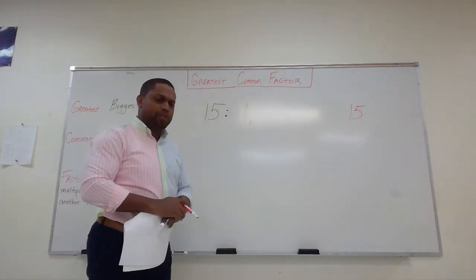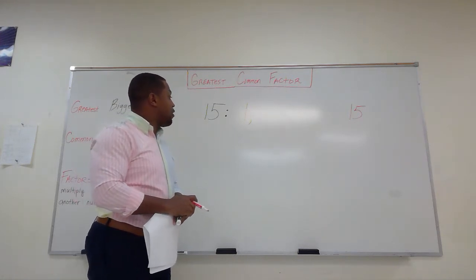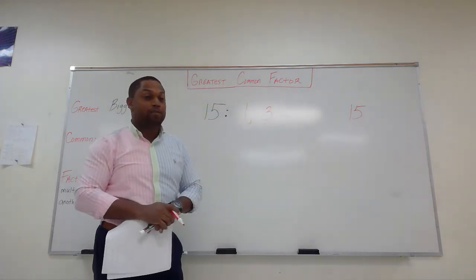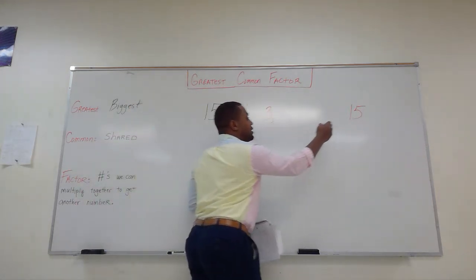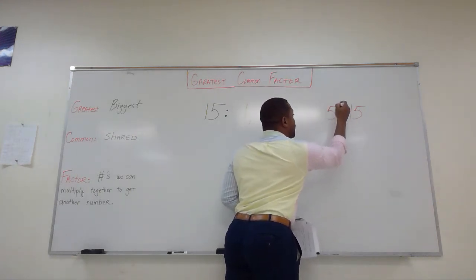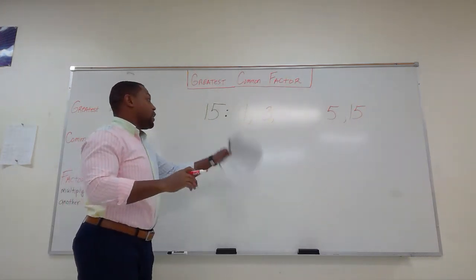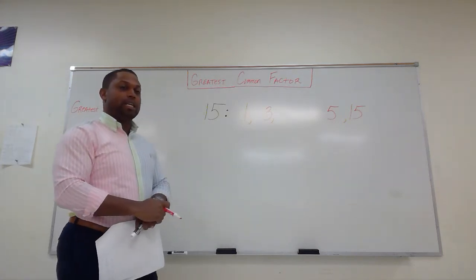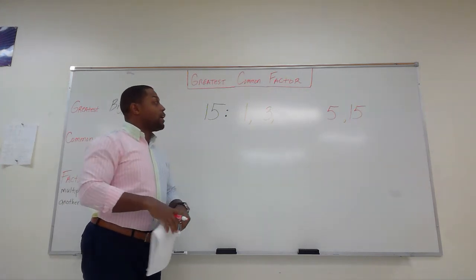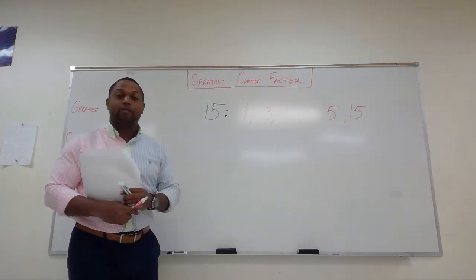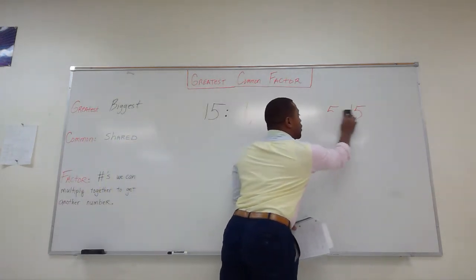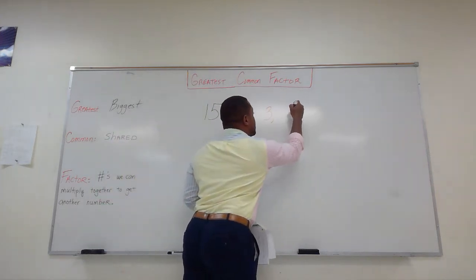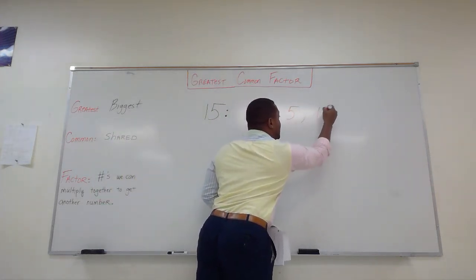2 times anything equals 15? No. 3, however, can be multiplied by another number to give us 15, and that other number is 5. So 5 also is a factor because 5 times 3 is 15. All right. 4 times anything gives us 15? No. 5, yes. So really we have all of our factors of 15 now. All the numbers that can be multiplied by another number to give us 15. And those numbers are 1, 3, 5, and 15.